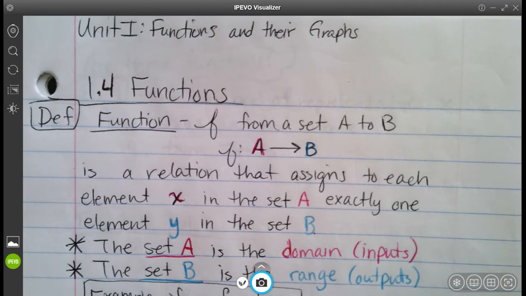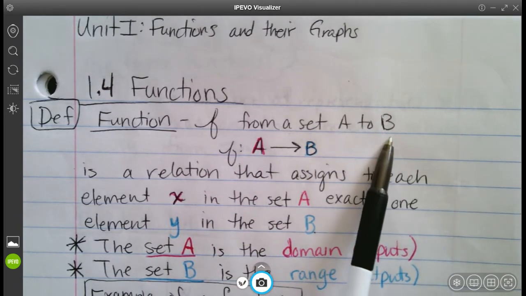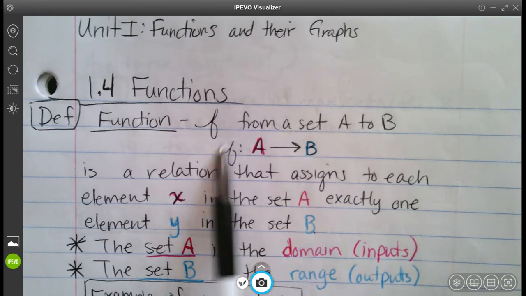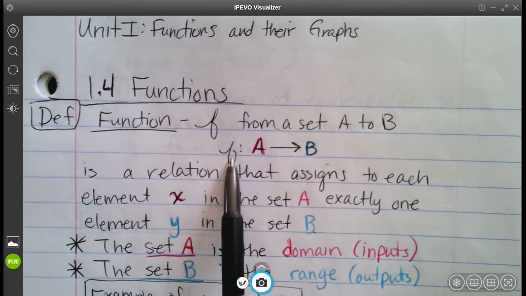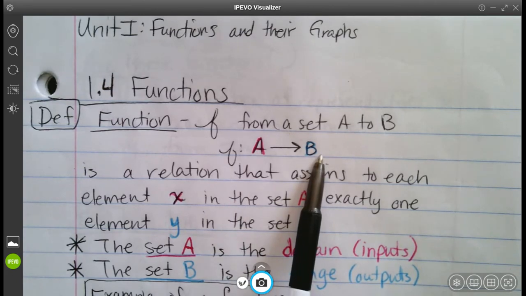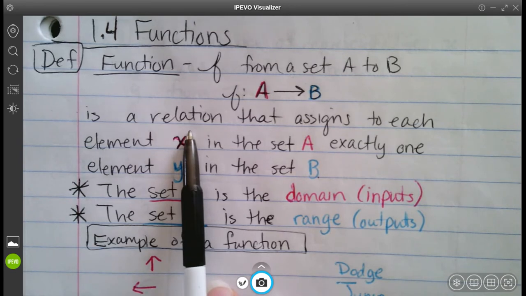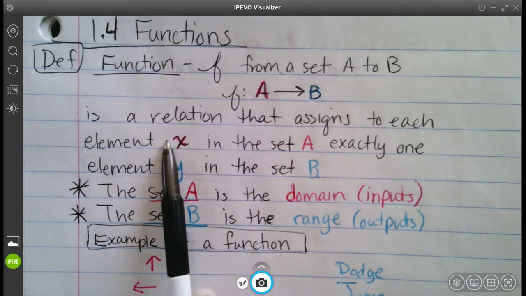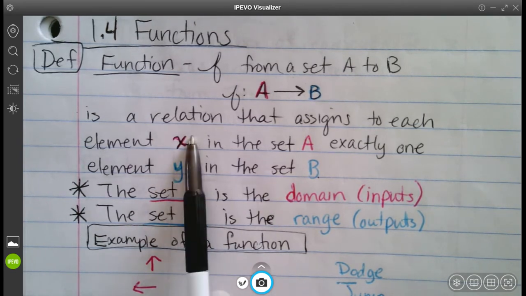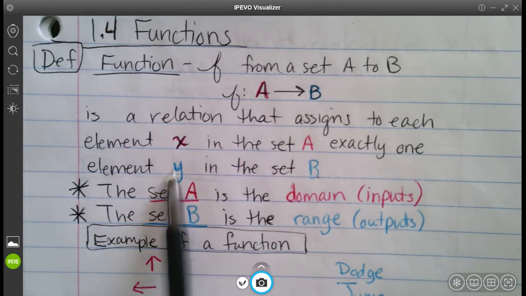First page is a lot of definitions. We have the definition of a function f, so this is our function f, from a set A to a set B can be visualized this way. So you have f, which is the function, and A maps to B. Or another way of thinking about that is that this is a relation that assigns every element x, so every x value that's in the first set, to an element in B, which is y.